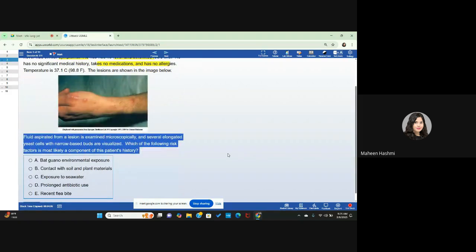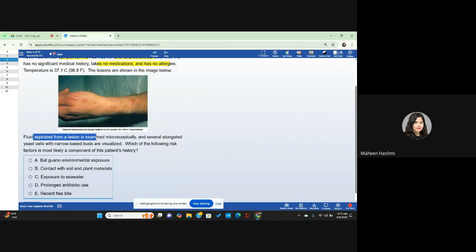Fluid aspirated from a lesion is examined microscopically. Several elongated yeast cells with narrow buds are visualized. Which of the following risk factors is most likely accompanying the patient's history? B. Contact with the soil and plant materials. Yeah.